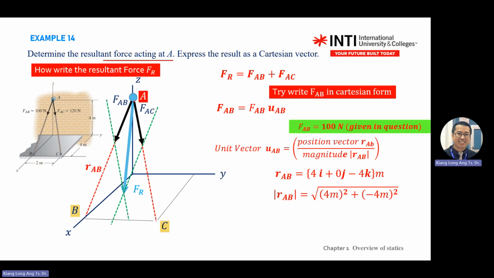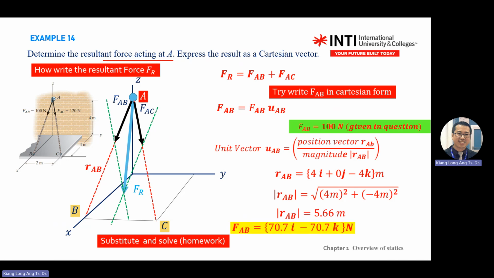So you might ask, Dr. Ang, in exam, if I don't write 0J, can or not? Can. I write here just to avoid careless mistakes, because sometimes, you know lah, your own handwriting, sometimes your I will become J. Okay. Then you substitute and solve.